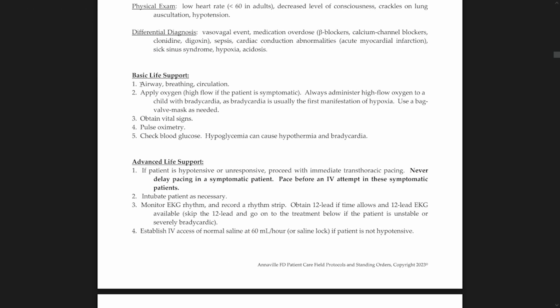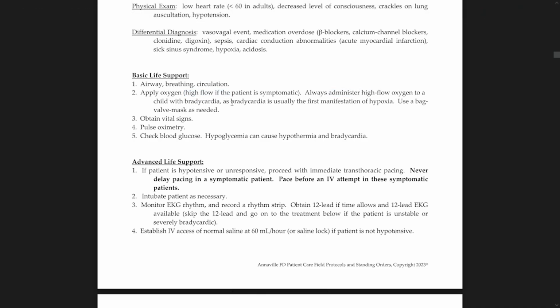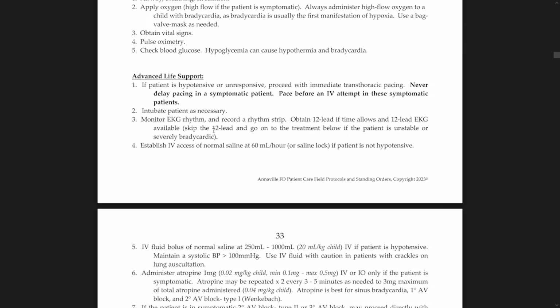For basic life support, consider ABCs. Consider applying oxygen if the patient is symptomatic. You'll make it high flow. Always administer high flow oxygen to a child with bradycardia, as bradycardia is usually the first manifestation of hypoxia in a child. Use a BVM if needed. Obtain vital signs, check their SpO2, and check a blood sugar. Hypoglycemia can cause hypothermia and bradycardia.